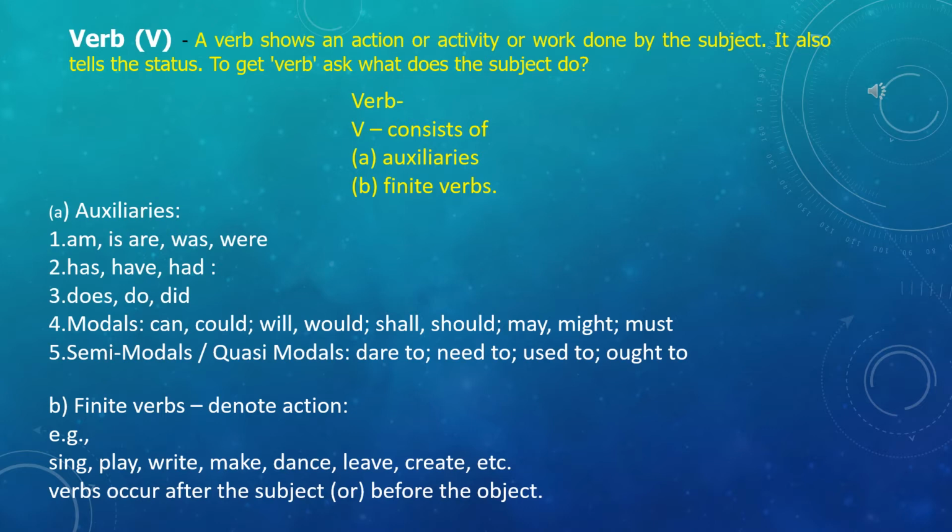These are auxiliary verbs. We also have modals like can, could, will, would, shall, should, may, might, must, semi-modals and quasi-modals like dare to, need to, used to, ought to. The next one we have is finite verbs, which denote action. Sing, play, write, make, dance, leave, create, etc. Verb occurs after the subject or before the object.